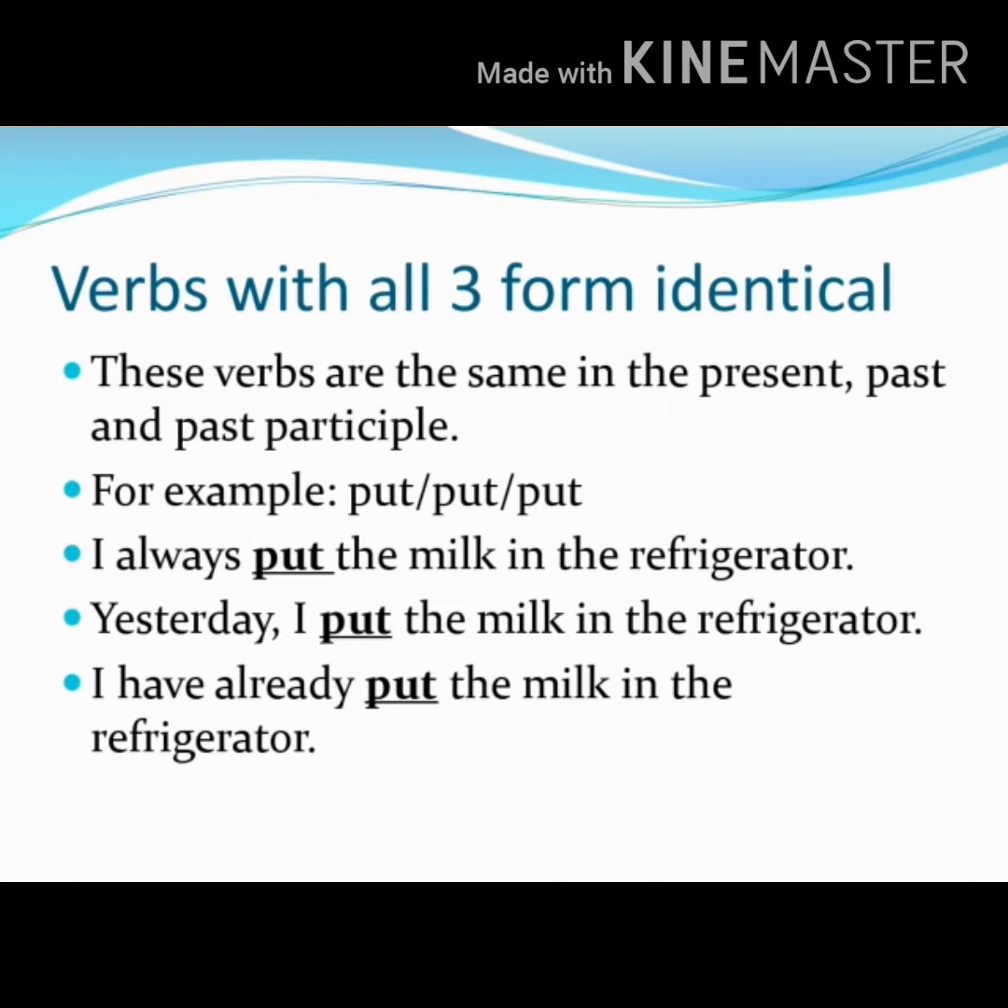For example, I have selected a word, put. The past form of put is, as usual, put, and the past participle form of put is put again. So let's see how we can use these three identical forms in three different situations or three different tenses. Well, the first example is: I always put the milk in the refrigerator. This example is from the present tense.